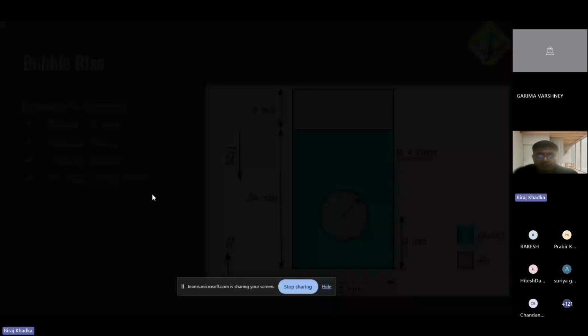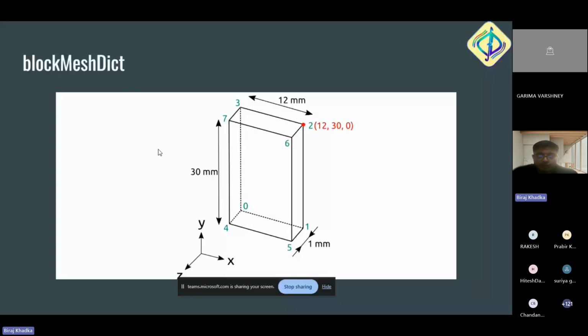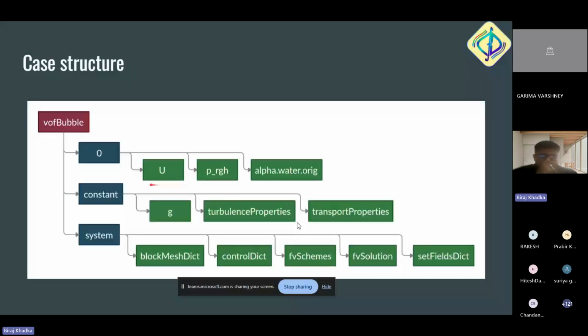For the blockMeshDict, we define the 8 vertices starting from 0, and the numbering is as shown, with distinct coordinates. Regarding the case structure, inside the VOF bubble case and the zero directory, we need to specify the boundary conditions for U, the velocity, p_rgh, the pressure without the hydrostatic effects, and the volume fraction of water. Inside constant, if we need to define gravity, we also need the g file.